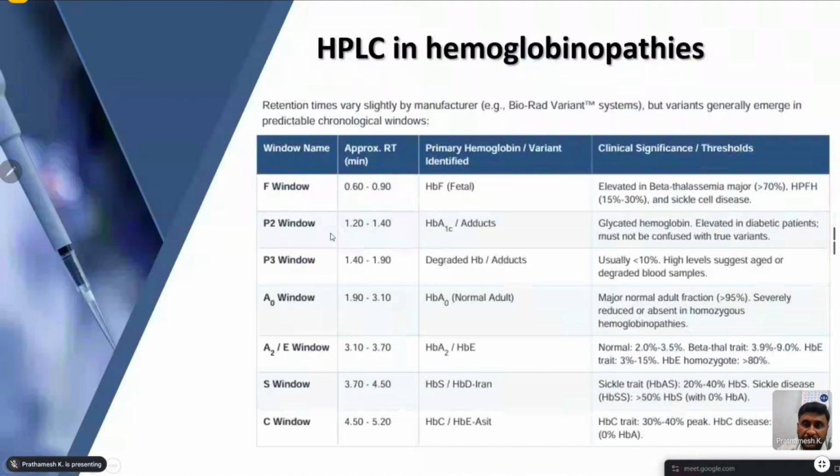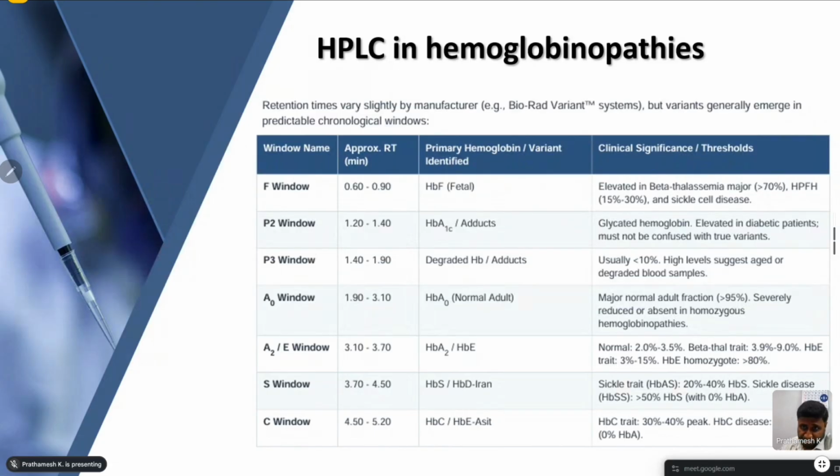Now let's first see the F window, which is fetal hemoglobin. So approximate retention time 0.6 to 0.9 minutes. This could vary from different Bio-Rad systems. Your बायोरैट ड्यूअल का थोड़ा अलग रह सकता है, वेरिएंट का थोड़ा अलग रह सकता है, पर मोटा मोटा इसी में आएगा 0.6 to 0.9 minutes.